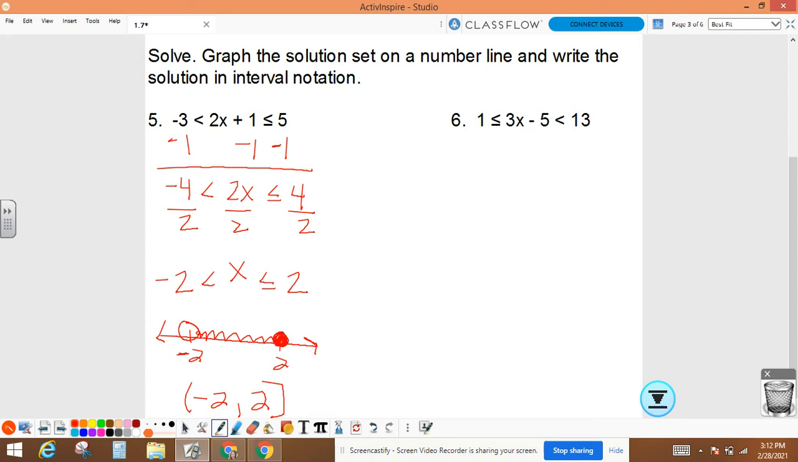All right, so number 6. We're going to add 5 in the middle because we want to try to whittle it down to just be an x. So getting rid of that minus 5 is our first job. And if we add it in the middle, we've got to add it on both ends. All right, then we want to divide by 3 in the middle, so we've got to divide by 3 on both ends.